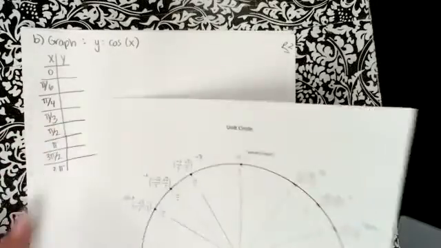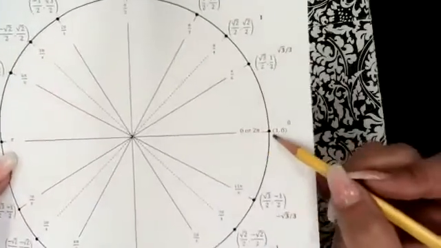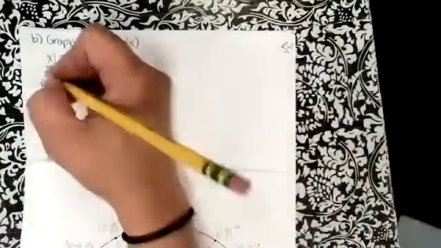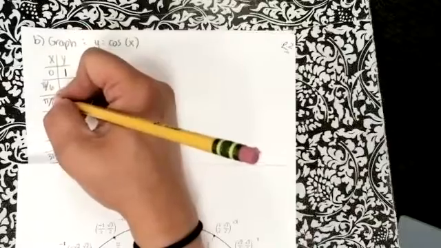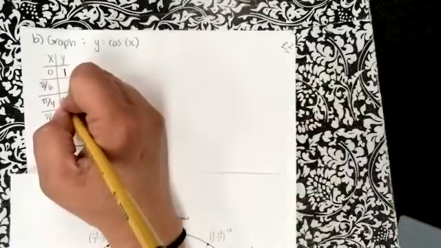Now, on our unit circle, cosine is the x values. So the x value right here is going to be the number 1. So at 0, it's a 1. At pi over 4, that's square root of 2 over 2, which is approximately 0.7.